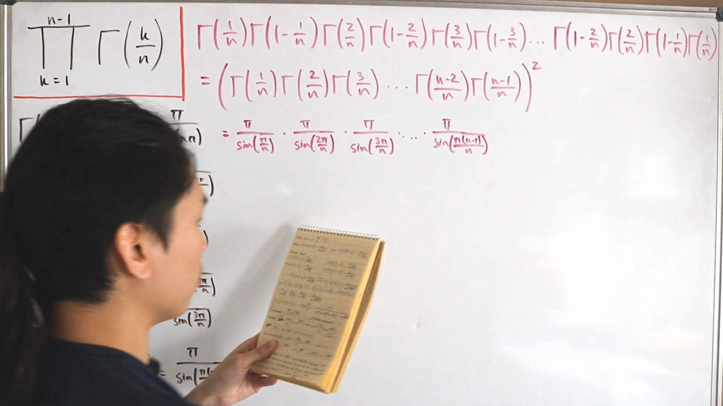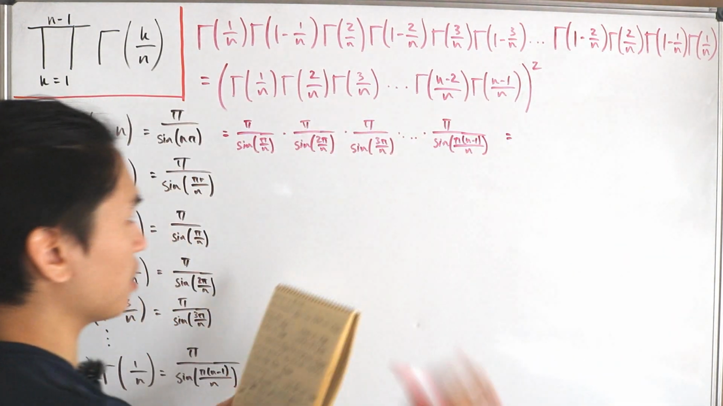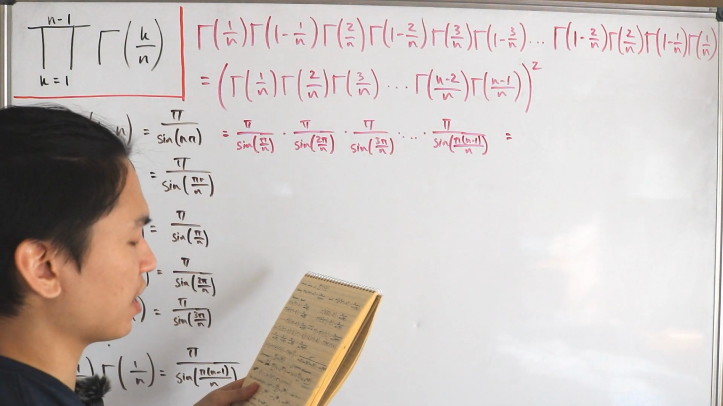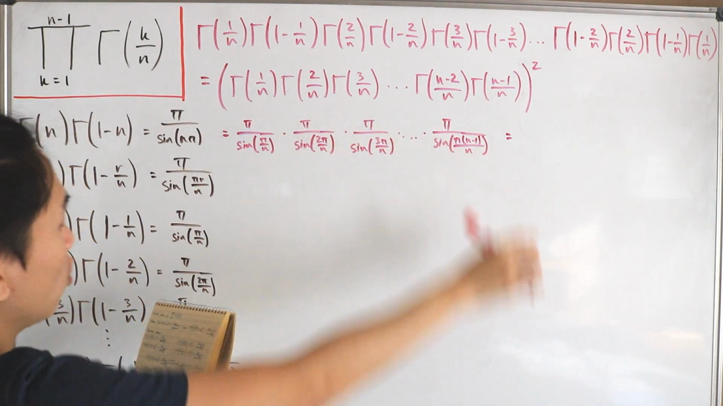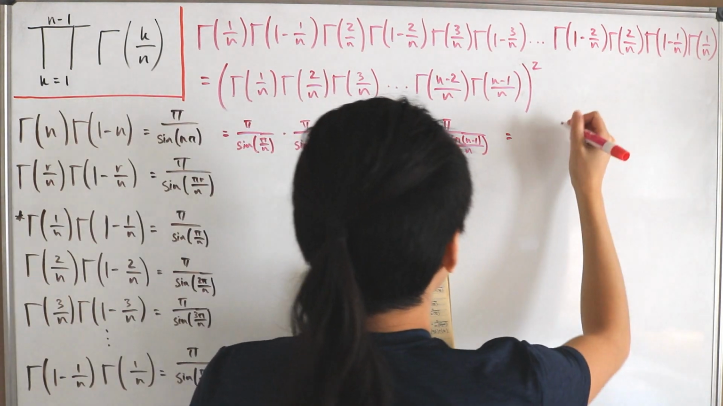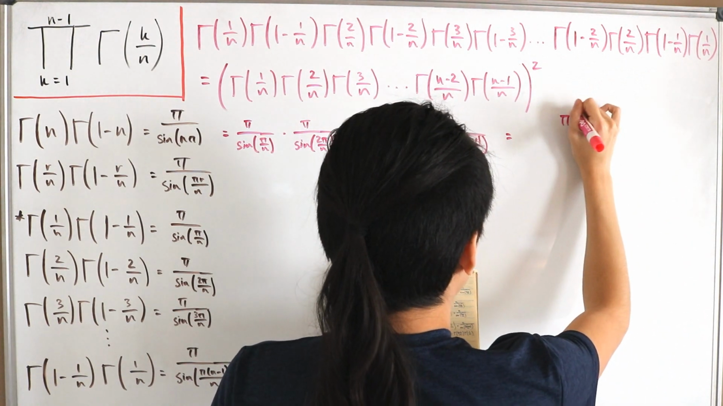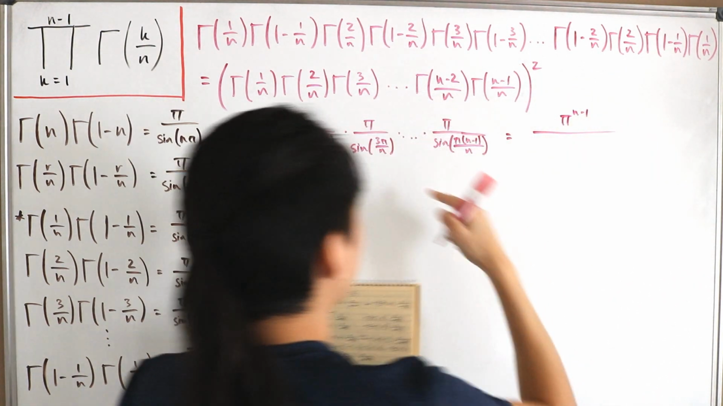So if I simplify all this out, that means everything in the denominator is going to form a nice product series. But everything on the top, we have pi times pi times pi, going all the way up to n minus 1 times. So I have pi to the power n minus 1, and then everything is in a product series.